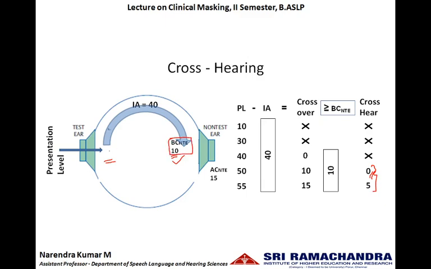Now if I want to find the true threshold of the test ear, I need to avoid the participation of this non-test ear. Hence we need to provide noise in the non-test ear in order to elevate the threshold of the non-test ear cochlea in such a way that we will be able to get the true threshold of the test ear. This is the need for clinical masking.